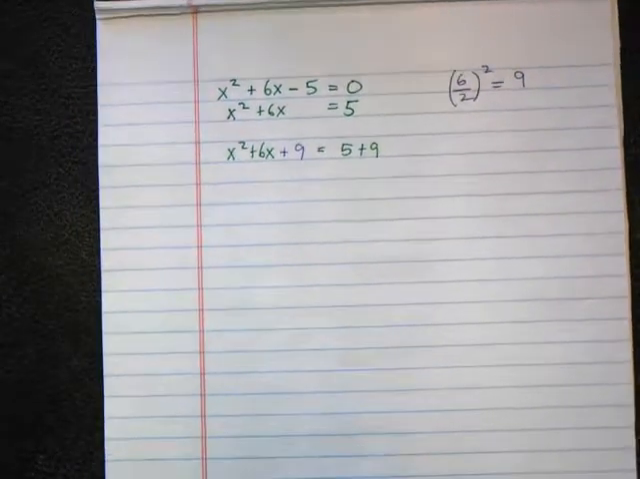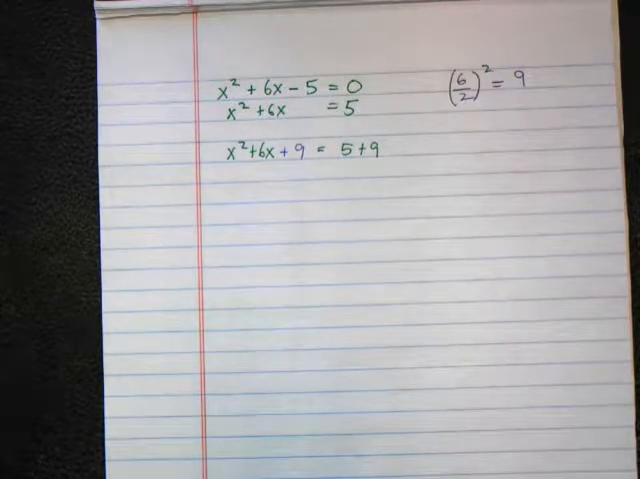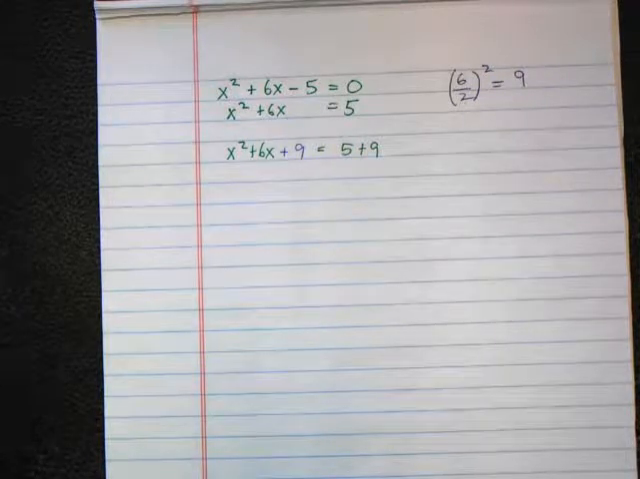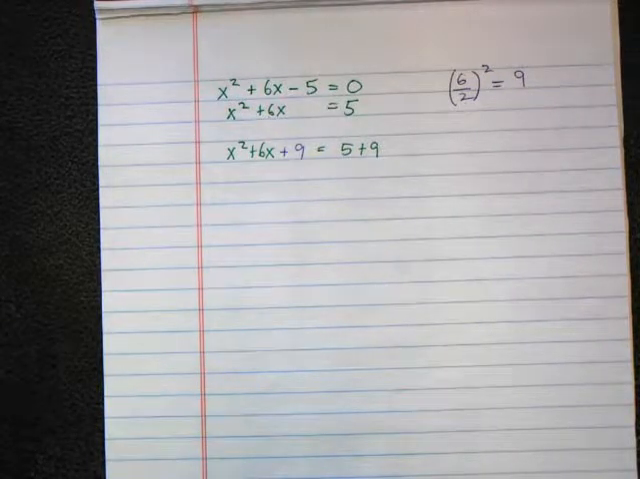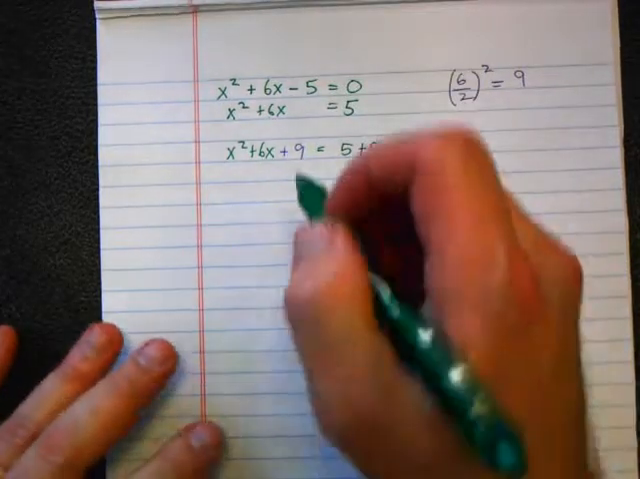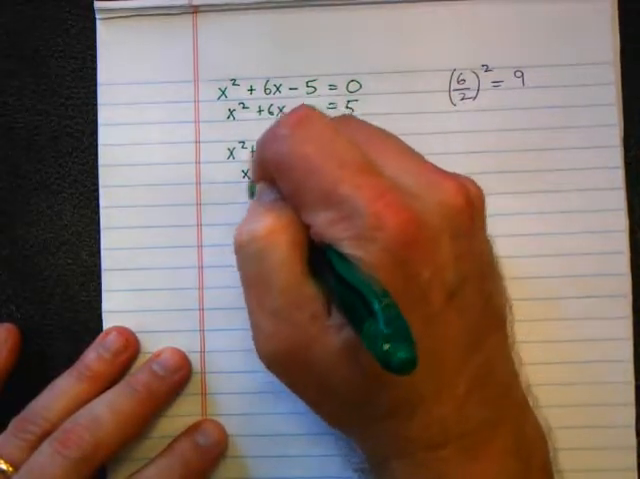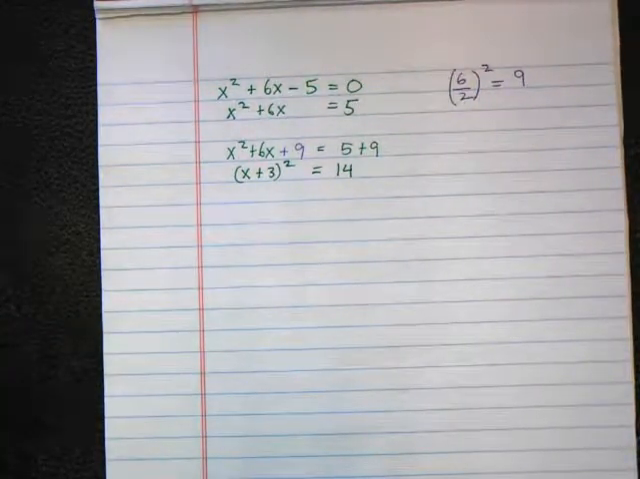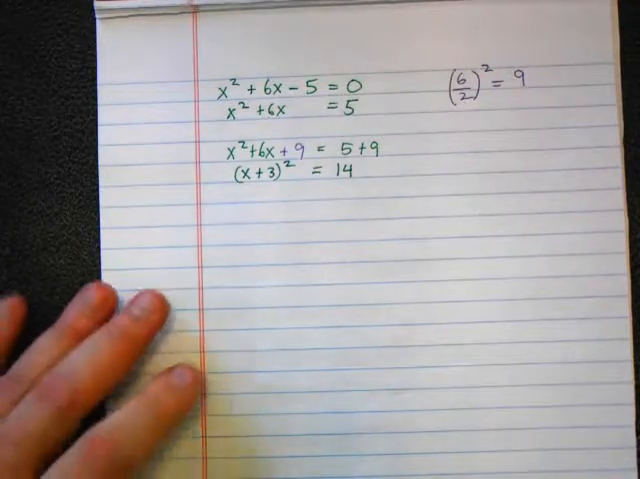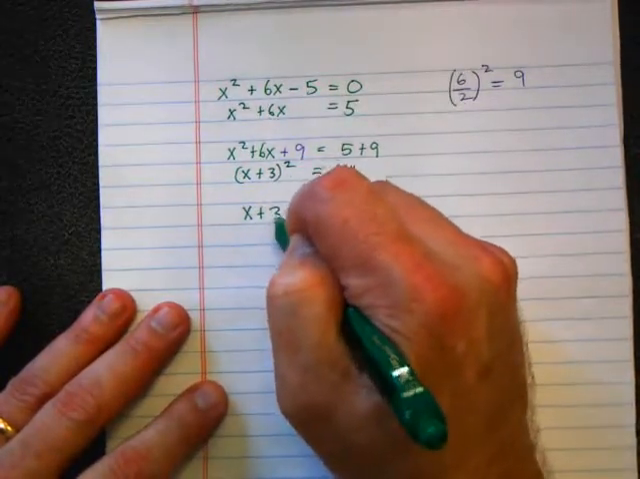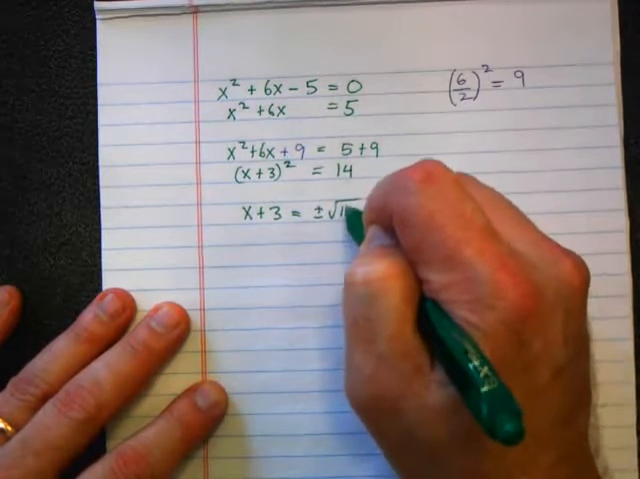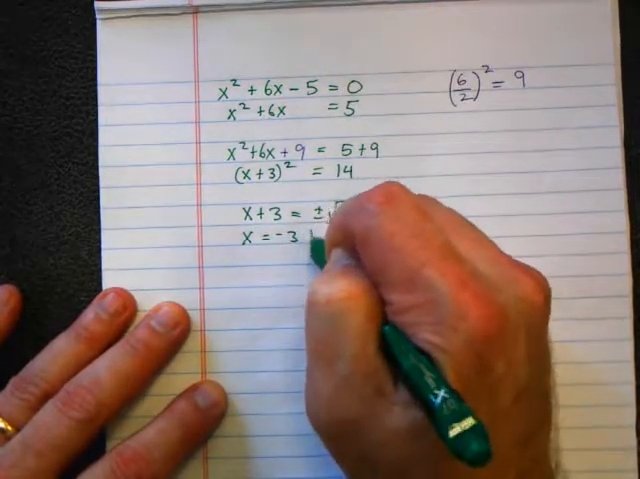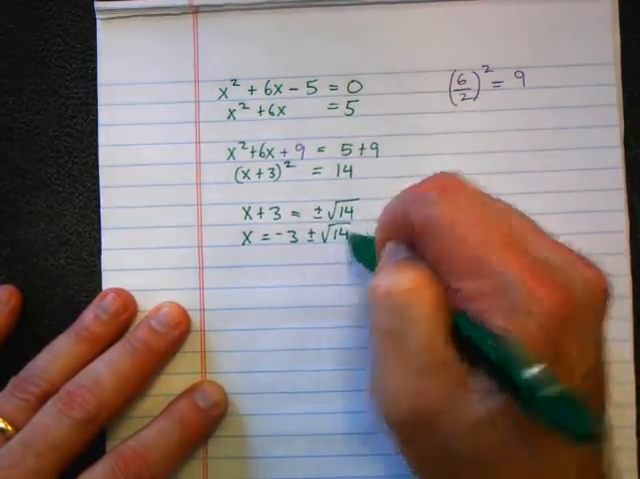If I did it correctly, if my magic number was the right magic number, the left-hand side should factor in a very nice way. X plus 3 and x plus 3 again, isn't it? Because 3 times 3 gives me 9, and 3 plus 3 gives me the 6. So this factors as x plus 3 squared equals 14. Square root both sides. X plus 3 is plus or minus square root of 14. Subtract 3. X equals negative 3 plus or minus square root of 14.